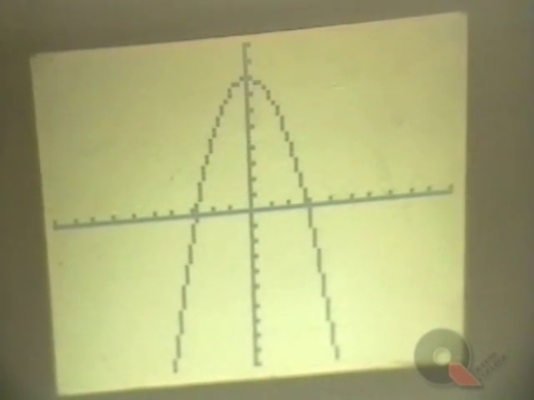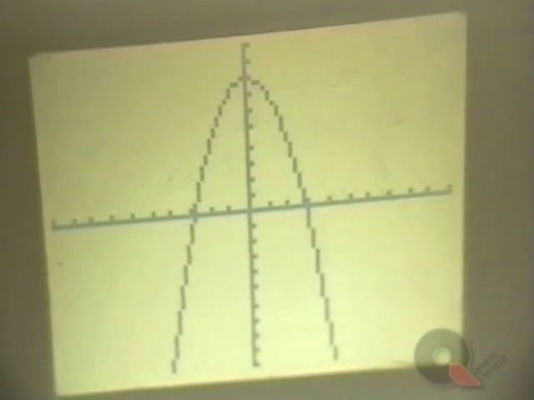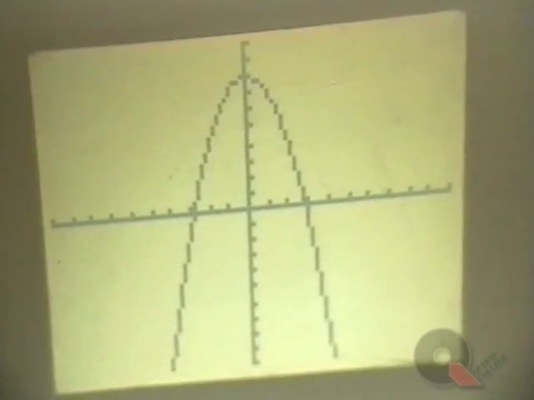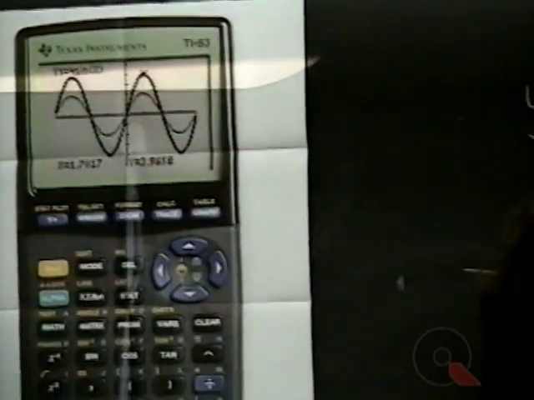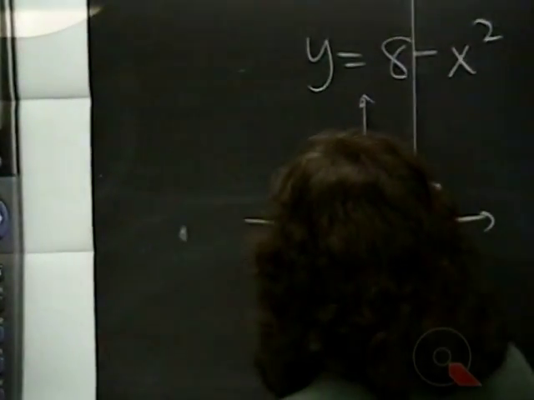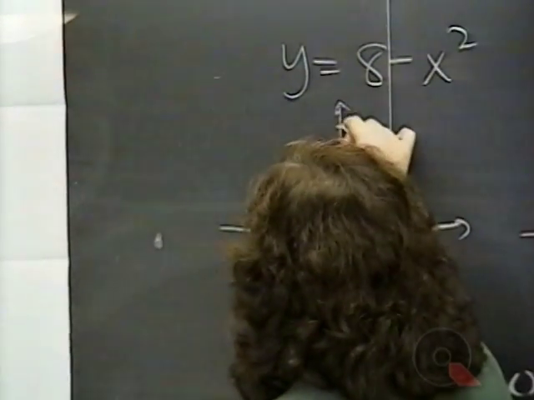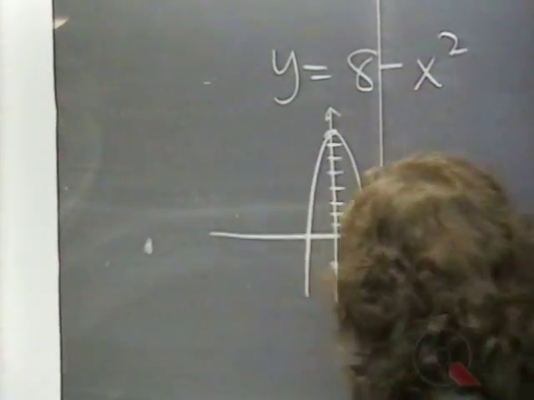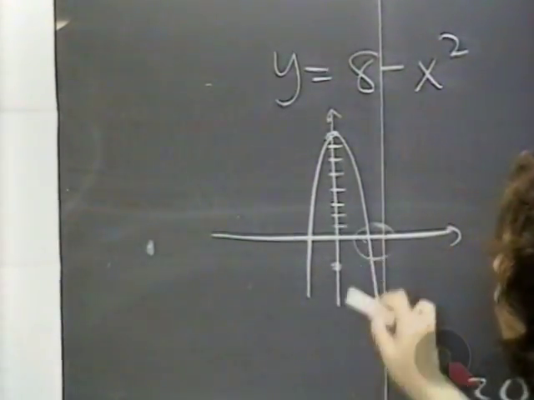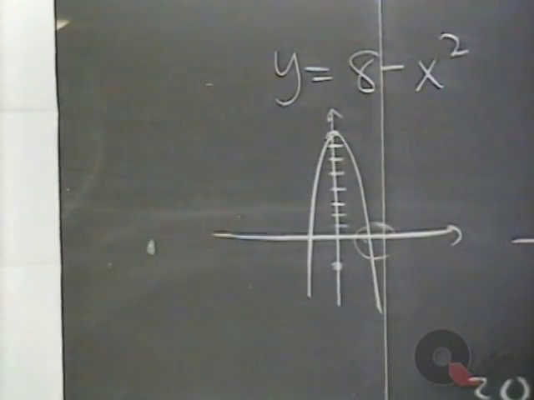Now let's say we're interested in where the curve y equals 8 minus x squared crosses the x-axis. In other words, we have y equals 8 minus x squared. It's a parabola that looks like this. 0, 8 is the turning point. And we're interested in where it crosses the x-axis, the x-intercept here.